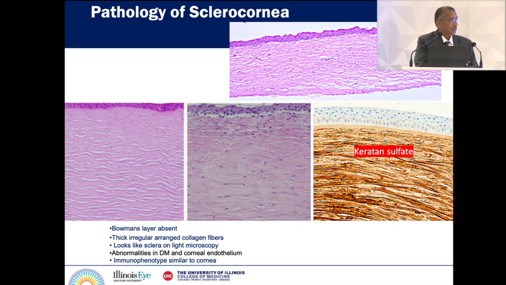But then if you look at the immunophenotype of the cornea, the main glycosaminoglycan produced by the normal cornea is keratan sulfate type 1, right?